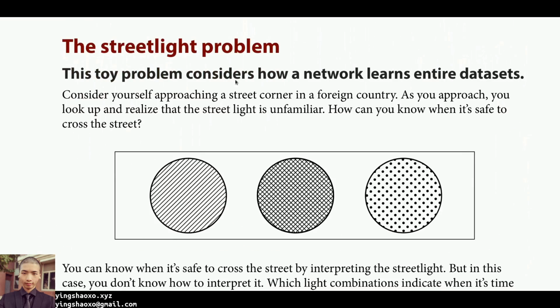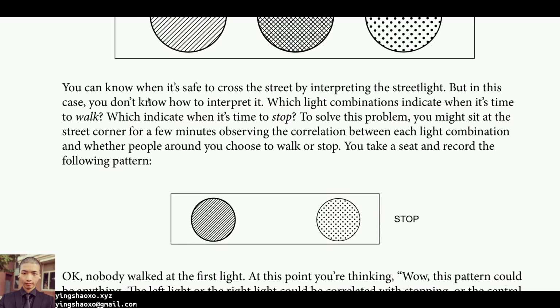The streetlight problem. This type of problem considers how a network learns entire datasets. Consider yourself approaching a street corner in a foreign country. As you approach, you look up and realize that the street light is unfamiliar. How can you know when it's safe to cross the street? You can know by interpreting the street light.